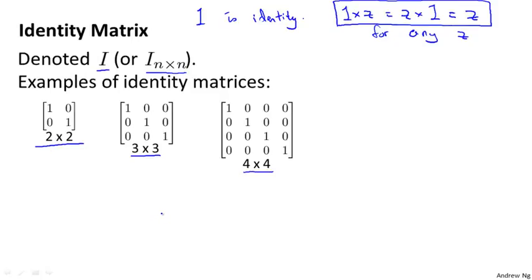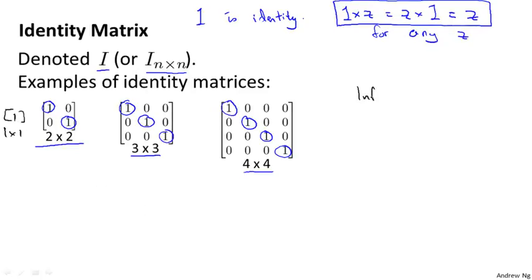So the identity matrix has the property that it has 1s along the diagonal, and so on, and 0 everywhere else. By the way, the 1 by 1 identity matrix is just the number 1. This is a 1 by 1 matrix with just 1 in it. So it's not a very interesting identity matrix.